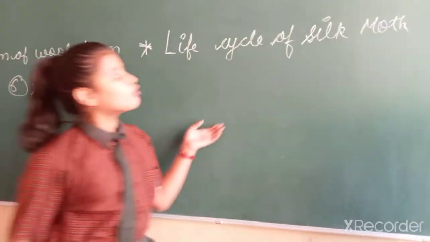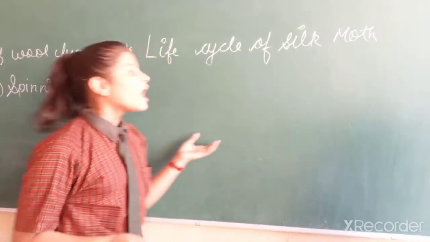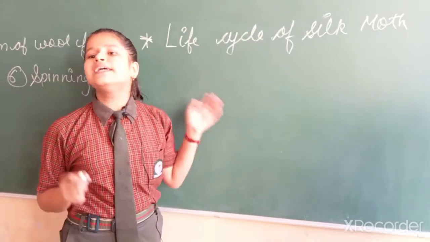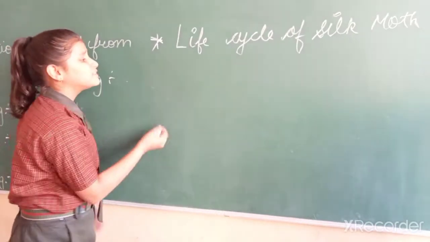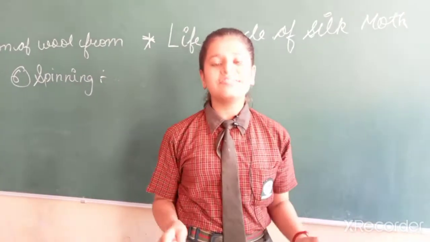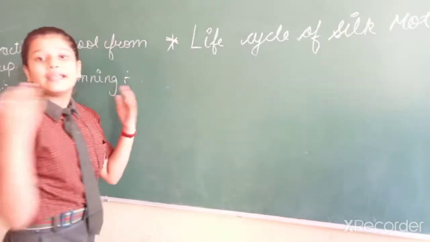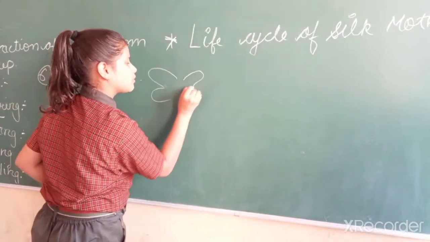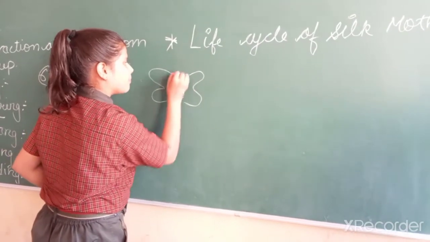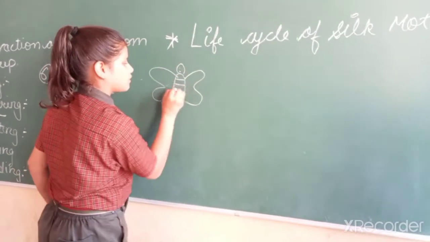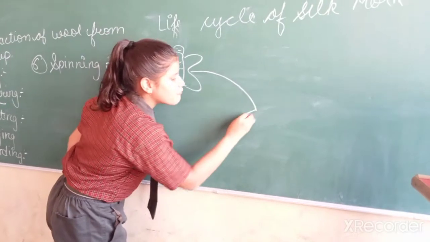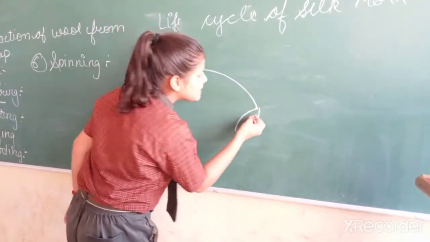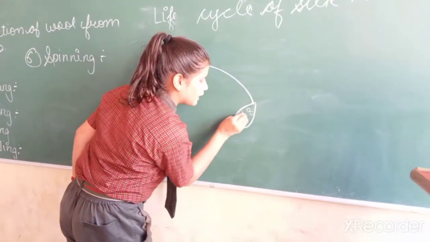Now we will learn about the life cycle of silk moth, how we obtain silk from the silkworm. First is the bombyx mori. It is a female silkworm. It lays many eggs on the mulberry leaf. See, this is a bombyx mori. On the mulberry leaves, it will lay many eggs.